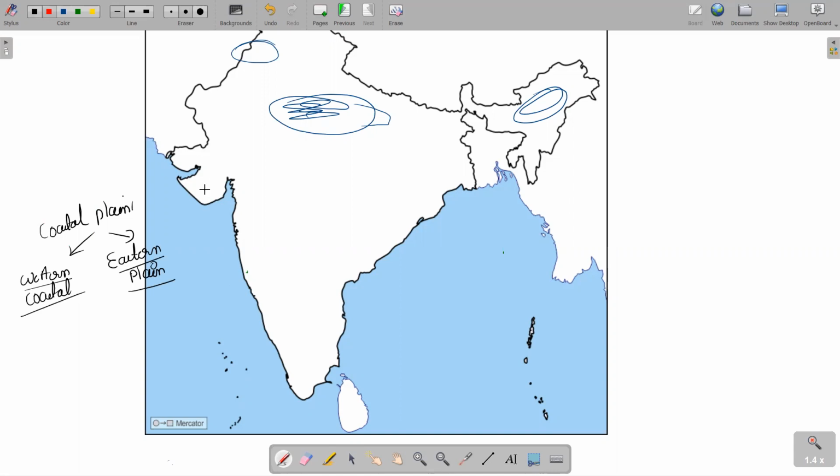So very simple, the western coastal plains are the plains present on the western side of our India. See the red color I'm pointing at, from this point to this point, these are the western plains. From Odisha to this entire stretch I'm drawing with the red pen, this entire thing is called the eastern coastal plains. This entire thing is called the western coastal plains.